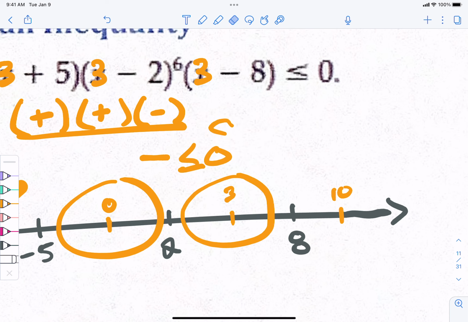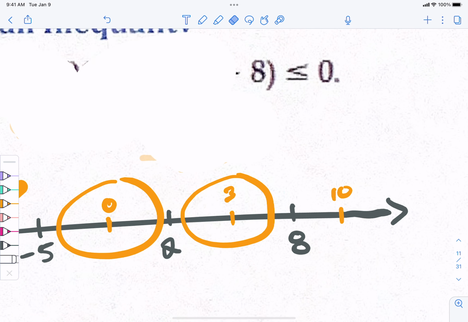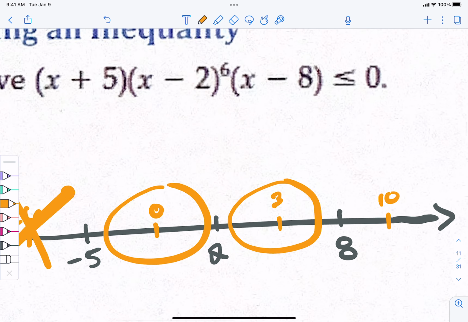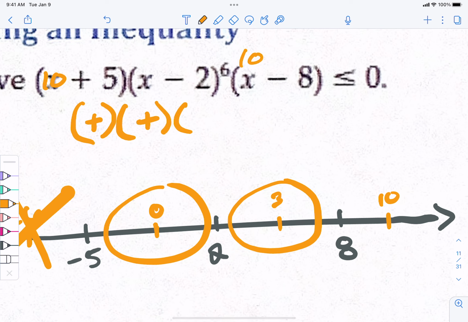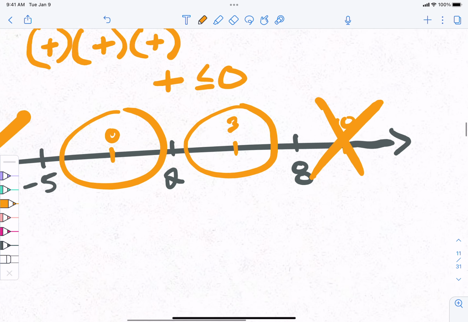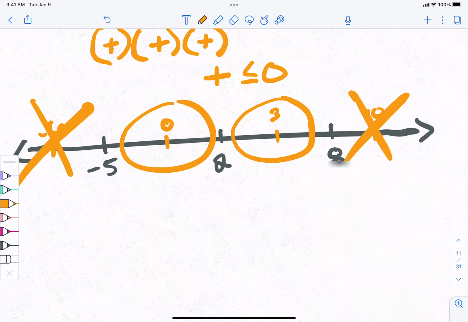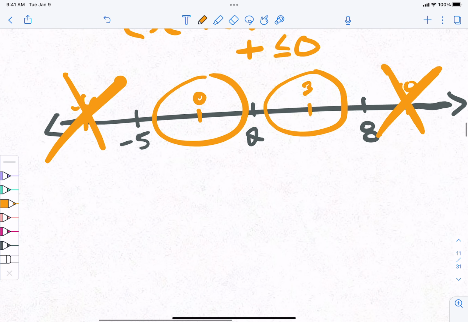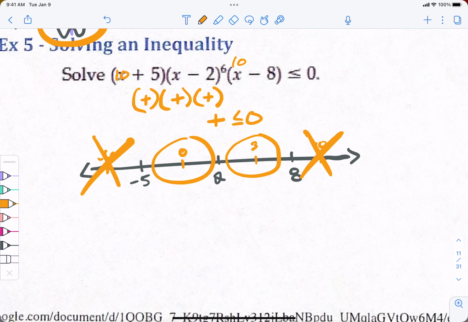Let's try this. 8 and beyond. So we said 10. 10 plus 5 is positive. Okay? 10 minus 2 is 8 to the 6th power, still positive. 10 minus 8 is positive, right? Positive times positive times positive is going to be a positive. Is that less than or equal to 0? No. Okay, so this is my answer. Those two chunks together. How do I represent those two chunks together?